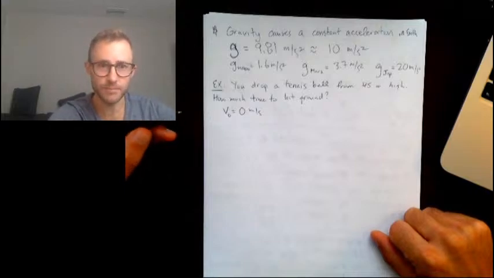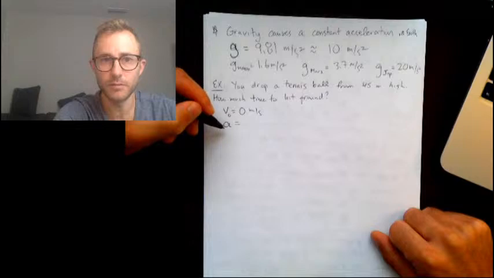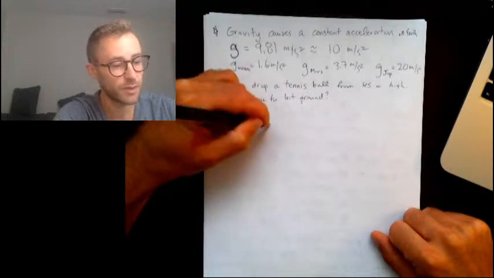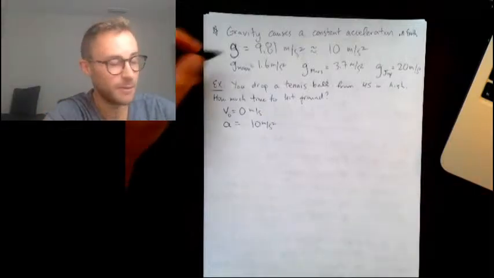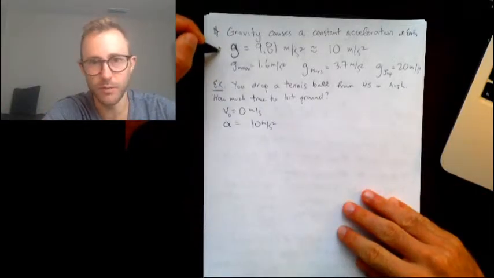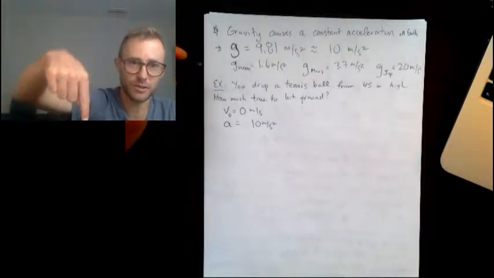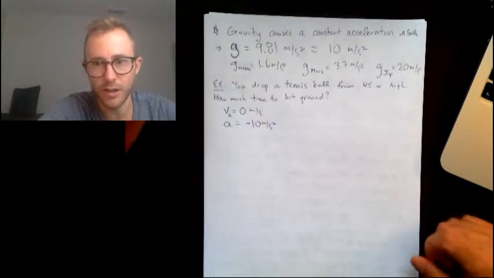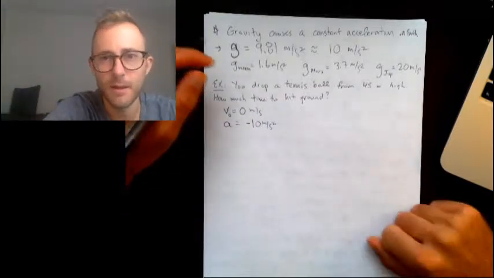The acceleration is going to be the gravitational acceleration. Okay, but there's one little twist I'm going to put in there. This is the magnitude of the gravitational acceleration, but gravity actually points downward. So we're going to call that an acceleration of -10 meters per second squared because gravity is going downward.